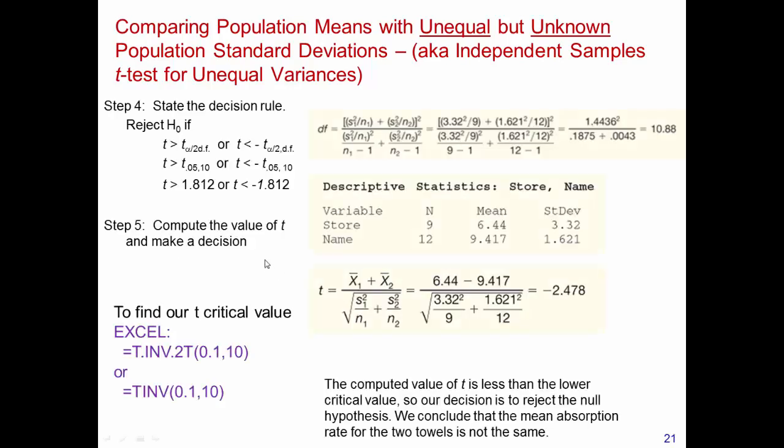Here we have all of the information we need in this nice compact slide. And our step 4 is state the decision rule. So we're going to reject the null hypothesis if the t-test statistic is greater than the positive t-critical value, or less than the negative t-critical value.